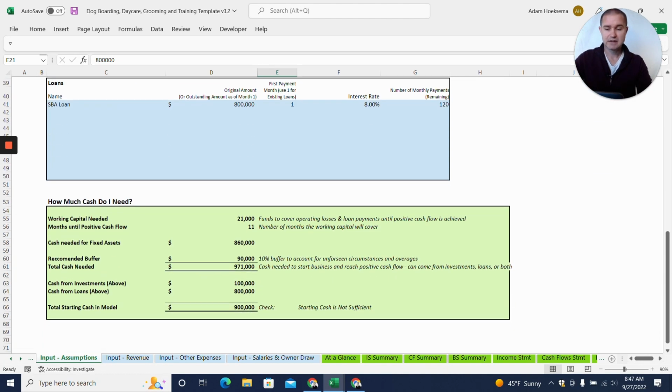But the model thinks, hey, we should probably have a recommended buffer and some working capital here just to help cover those initial months. So the model says you'd probably be good if you had $971,000 in this example, and that's why it says starting cash is not sufficient. In reality, $900,000 might be enough to get the doors open, but it might not be enough buffer if anything goes wrong. So I just wanted to point that out to you.